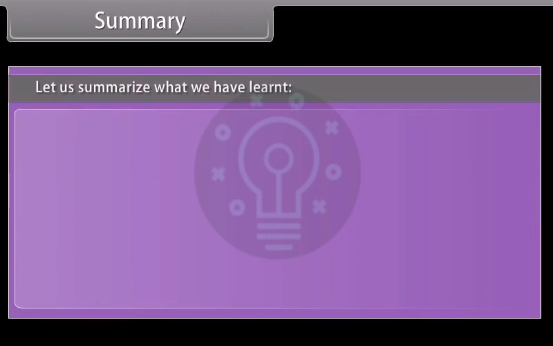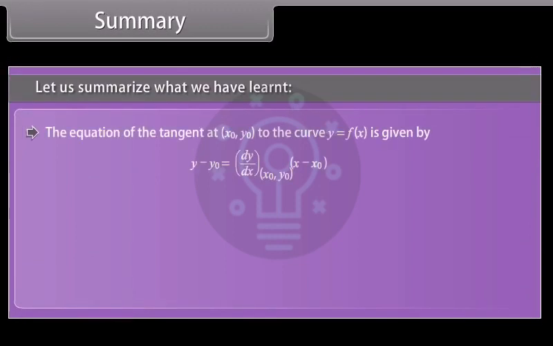Summary. Let us summarize what we have learned. The equation of the tangent at (x0, y0) to the curve y is equal to f(x) is given by y minus y0 is equal to dy/dx at (x0, y0) into (x minus x0).